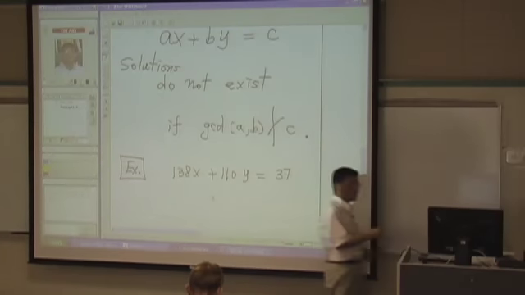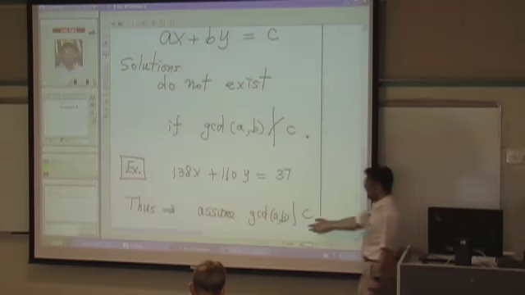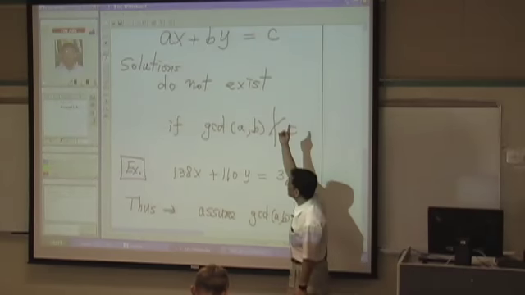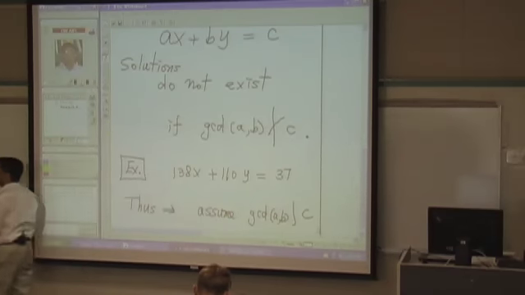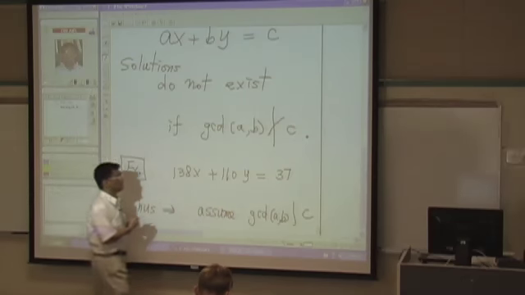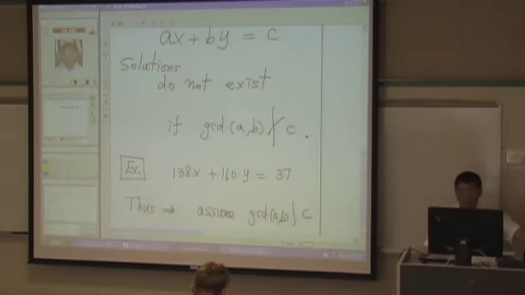So from this point on, we assume that the GCD of a and b divides c, the right side number. Because if it doesn't divide, then there is no solution. So I will go up and continue unless you stop me.